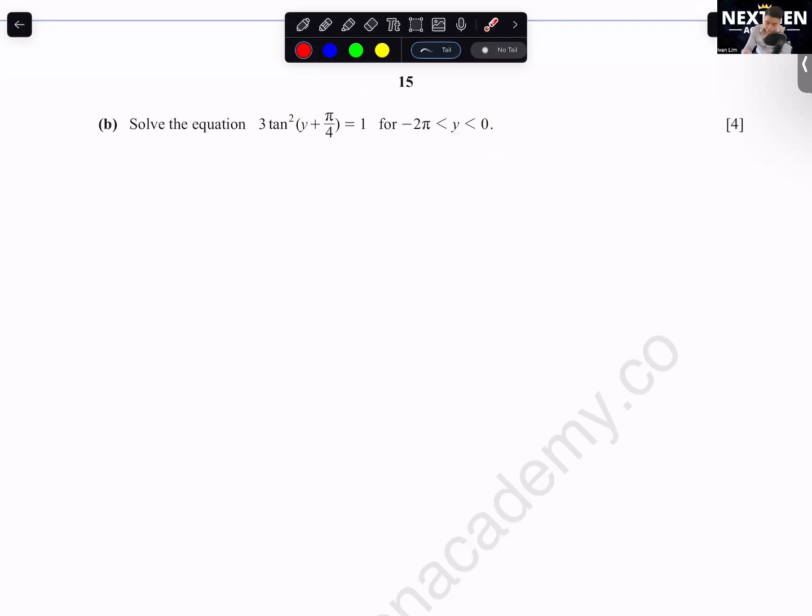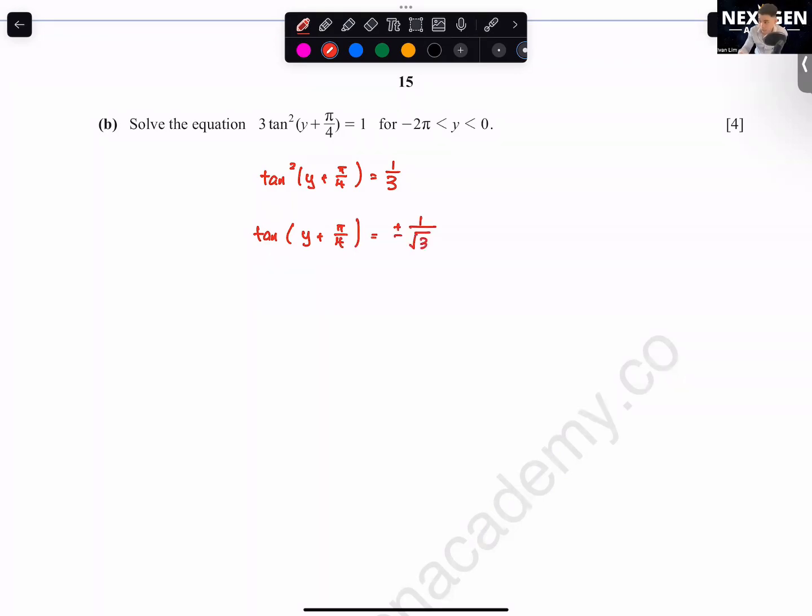How to do this? Okay, so this part here, okay, we make it into tangent first. So tangent square of y plus pi over 4 is equals to 1 over 3. Okay, so tangent y plus pi over 4 equals to plus minus 1 over square root 3. Okay, I square root the whole thing. So square root 1 over 3. Okay, then we find what is the base angle, which is inverse tangent. You don't care about the negative sign. You will get pi over 6. Okay, pi over 6 is also 30 degrees.